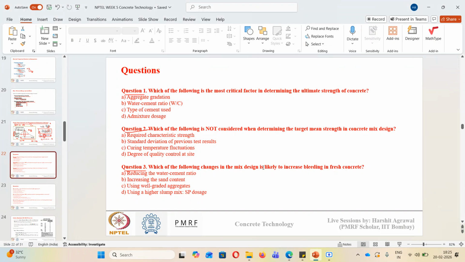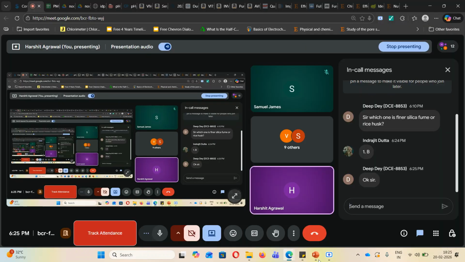Try to answer all the three questions. Question number one: which of the following is the most critical factor in determining the ultimate strength of concrete? Can anyone tell me? I have received only one answer. Others also give it a try.